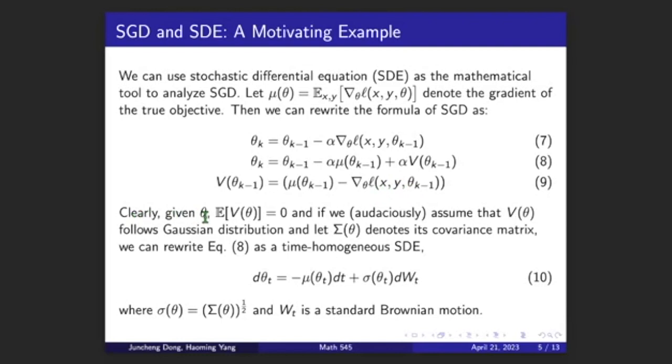So clearly, given theta, the expected value of the random vector v theta is 0. And if we assume that v theta follows a Gaussian distribution, and let sigma theta denote its covariance matrix, we can rewrite equation 8 as a time-homogeneous SDE, where the negative mu, with mu defined as above, is its drift, and its diffusion coefficient is sigma theta t, where sigma theta is just the square root of the covariance matrix of v theta. And W t is just a standard Brownian motion.